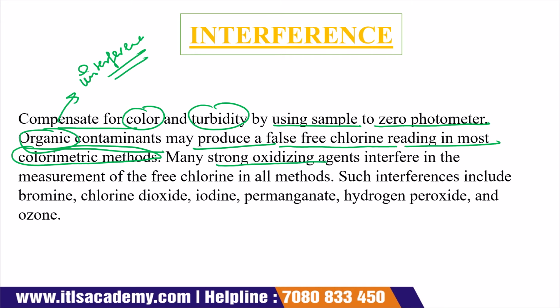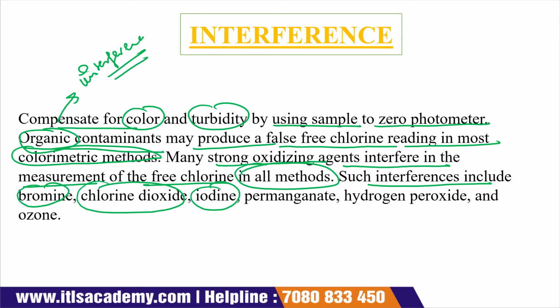Many strong oxidizing agents also interfere in the measurement of free chlorine in all the methods. Such interferences include the presence of bromine, chlorine dioxide, iodine, permanganate, hydrogen peroxide and ozone. They all cause interference when we perform the experiment. So we have to eliminate all these contaminants. Now come to the next slide.